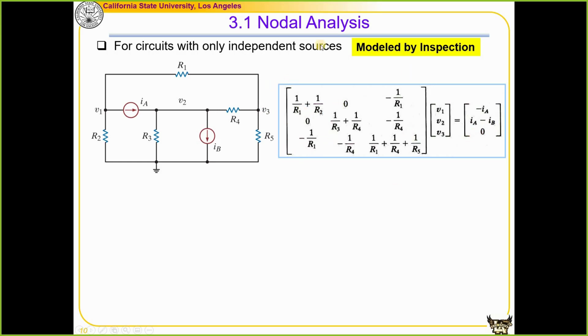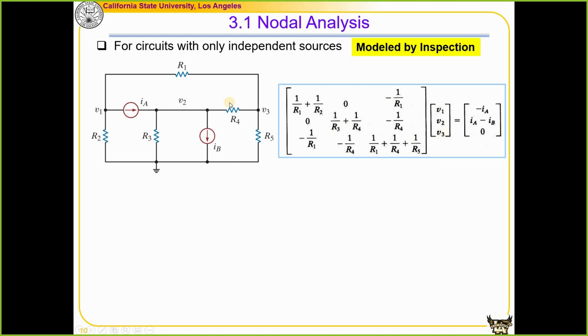Then we'll look at the matrix. This is the most important part for us to get the equation. So we'll write down the diagonal entities first. We know that the diagonal entities are simply the summation of the conductance of all the resistors connected to the corresponding nodes. So this entity over here represents the summation of the conductance of all the resistors connected to node V1, and this is about those resistors connected to node V2.